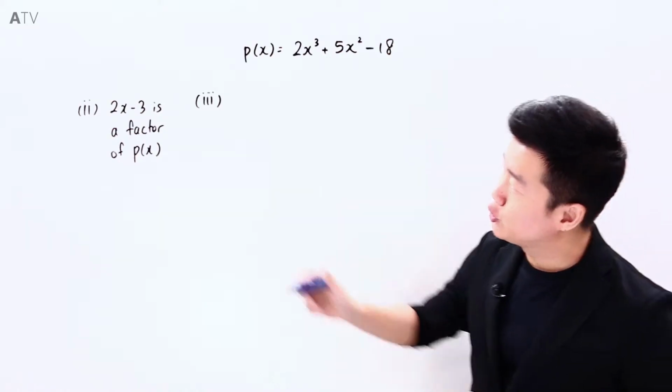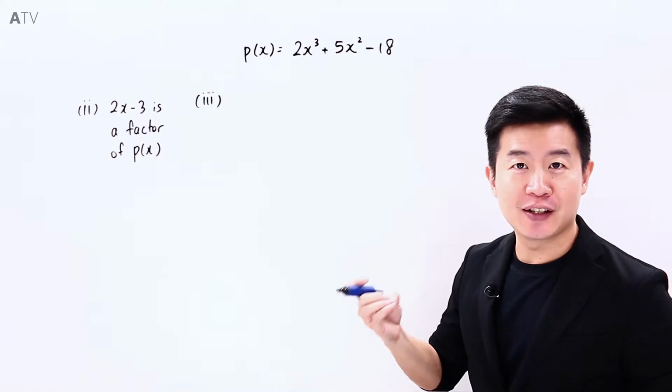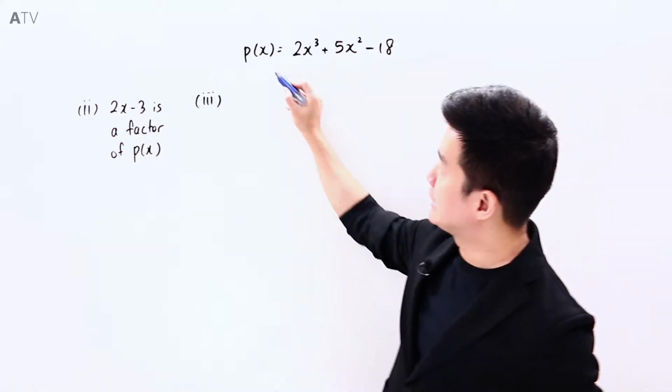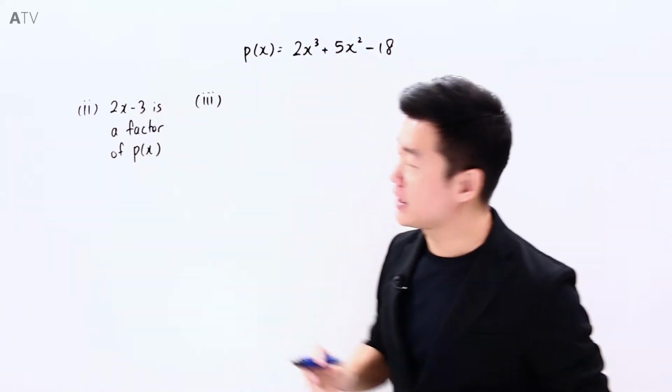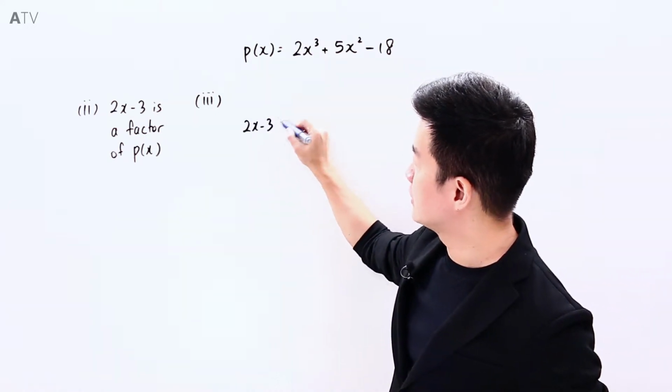From part 2, we already know that 2x minus 3 is a factor of p(x). So let's try to find the quadratic factor of p(x) by dividing p(x) by 2x minus 3. So let's do a long division. 2x minus 3.